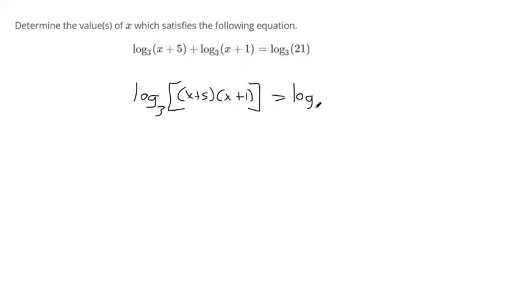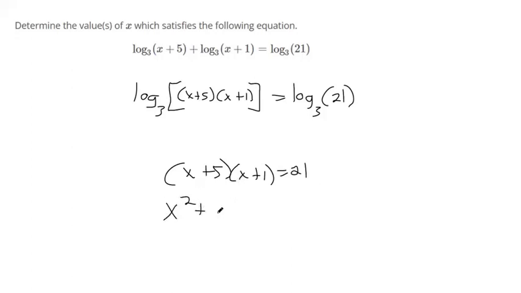Now it's just like that last problem, where if these two sides are going to equal each other, then this better be the same as this. So x plus 5 times x plus 1, that should equal 21. So we can multiply those together. Some students remember FOIL, when you multiply two parentheses together. So plus x plus 5, so that's plus 6x plus 5 equals 21.